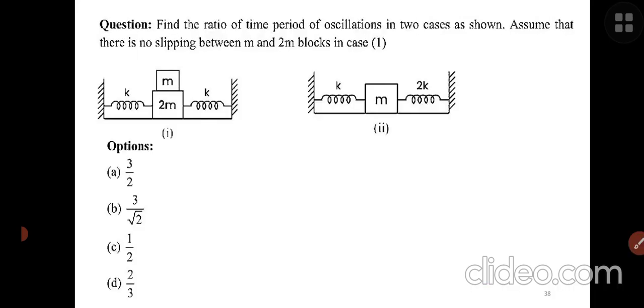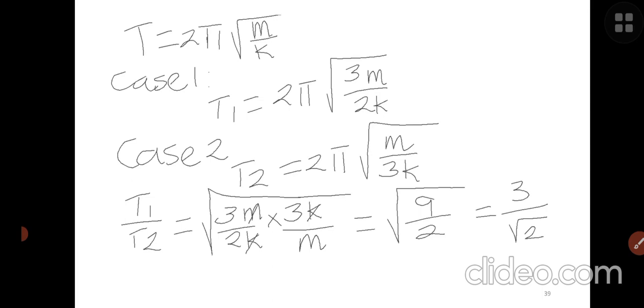Find the ratio of time period of oscillations in two cases as shown. Assume that there is no slipping between M and 2M blocks in case 1 and case 2. Four options are given. Let's find the answer. There is a formula, time period of oscillation T equal to 2 pi square root of M by K.